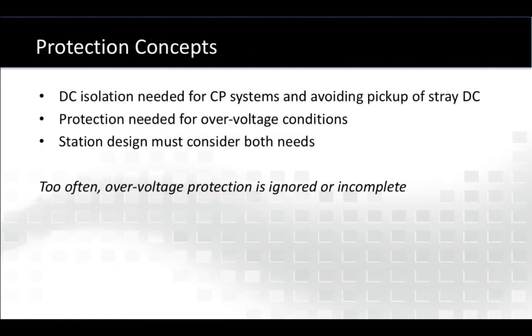So what we need to do is provide effective DC isolation so that you can have effective cathodic protection, and we don't pick up stray DC or have interference situations, but we also need personnel safety provided via overvoltage protection. Station design has to include both concepts. But generally, the focus of the energy industry will be cathodic protection and compliance at the expense of overvoltage protection, which is just not understood or is only incompletely addressed in a station design.